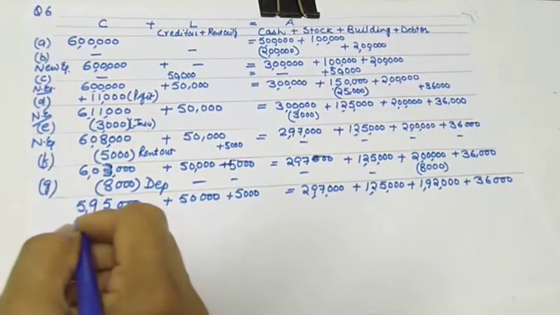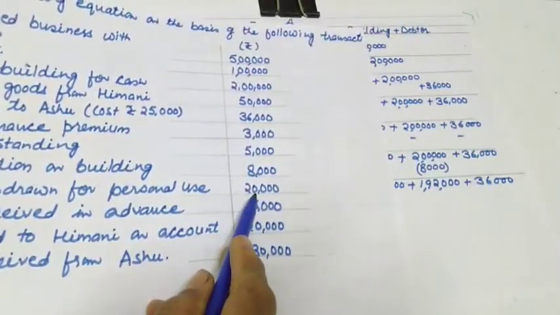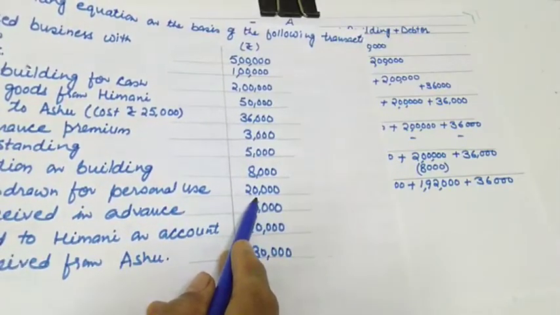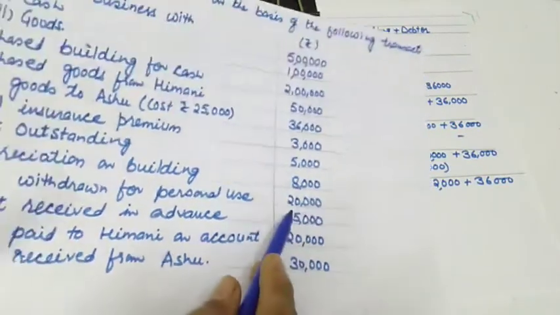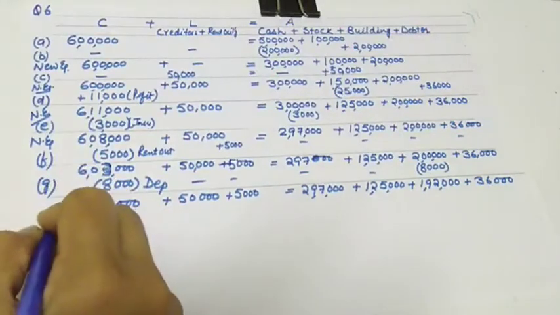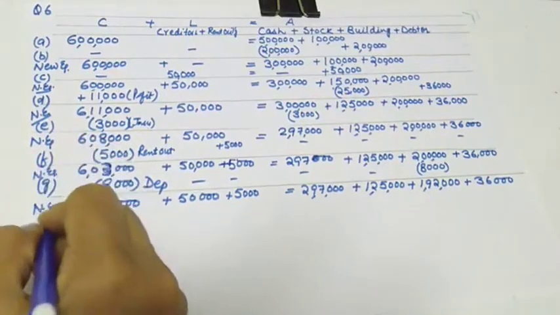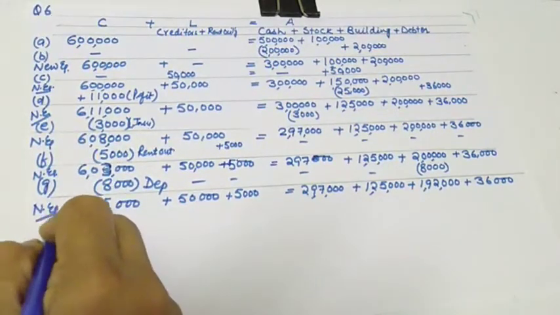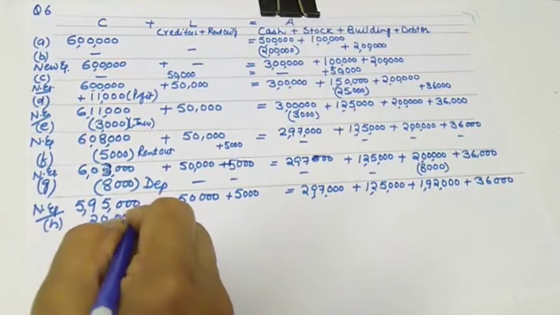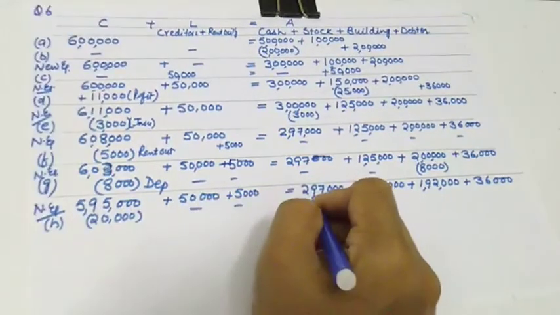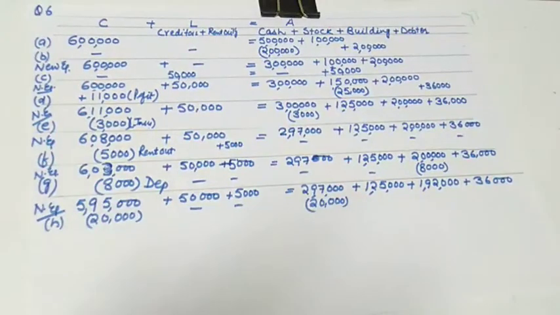You can check it. Now next transaction is cash withdrawn for personal use. So you are withdrawing cash. So what will happen when you withdraw cash? It's a drawing. It will be deducted from the capital as well as from the cash. So 20,000. This is my new equation, and this is transaction number H. I am withdrawing 20,000 from the capital. No change, and 20,000 cash will reduce. So let us see the impact.